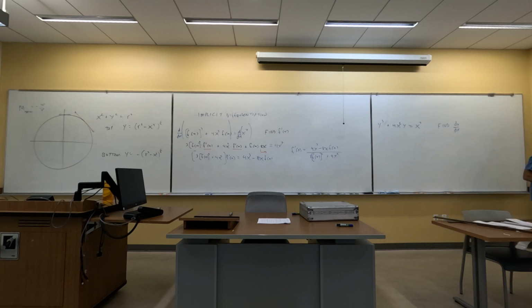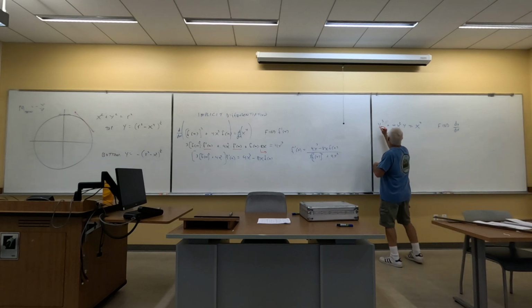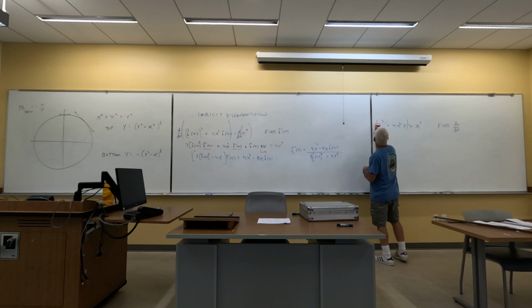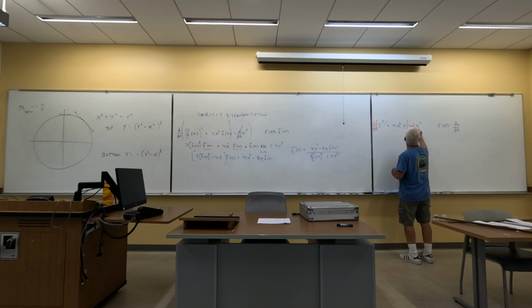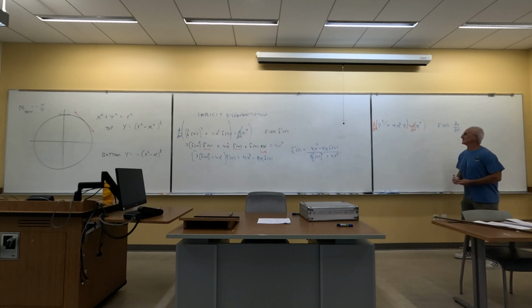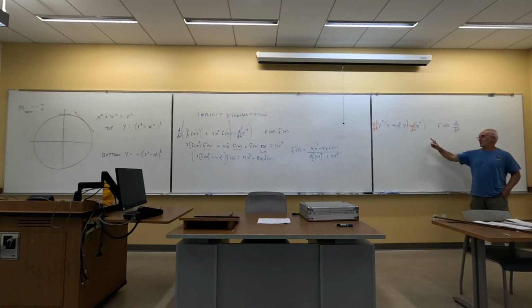And just like the circle, I cannot explicitly isolate the y. So what we're going to do, just like before, is differentiate both sides of this with respect to x. I'm giving you the instructions. So on the left side, I'm differentiating all of that. On the right side, I'm just differentiating that.